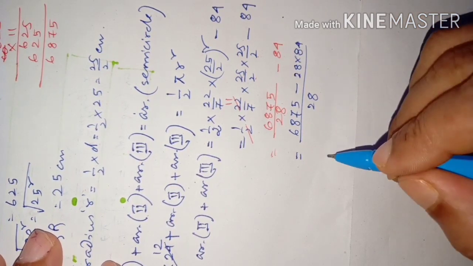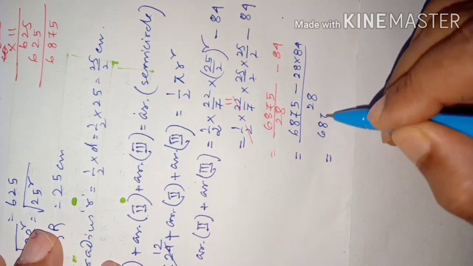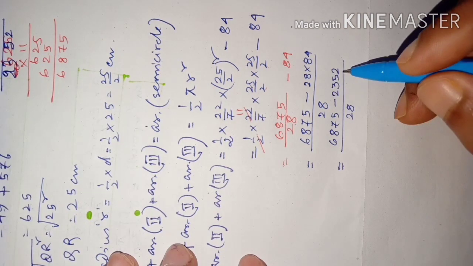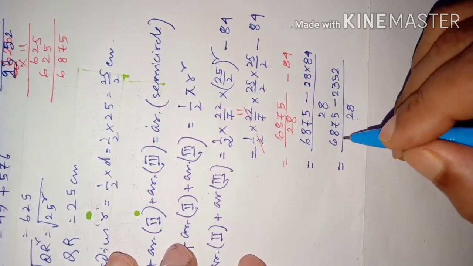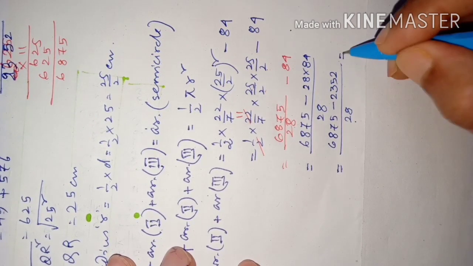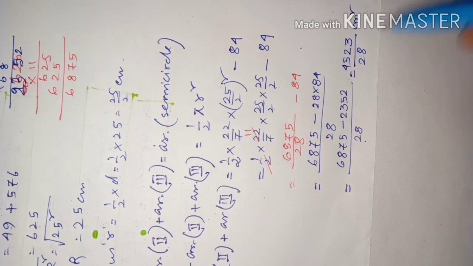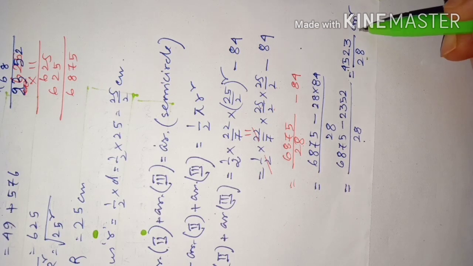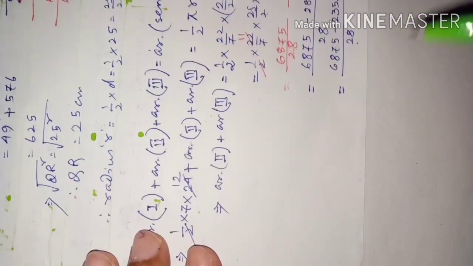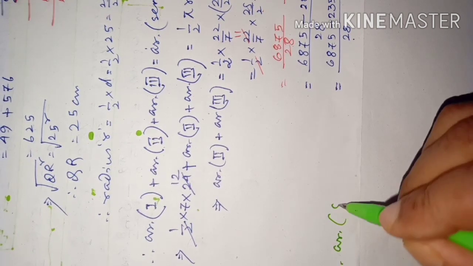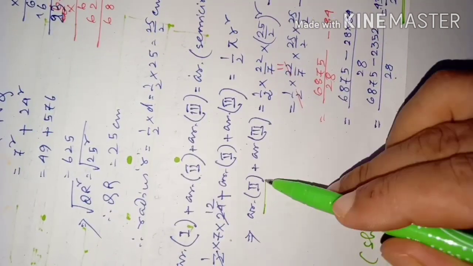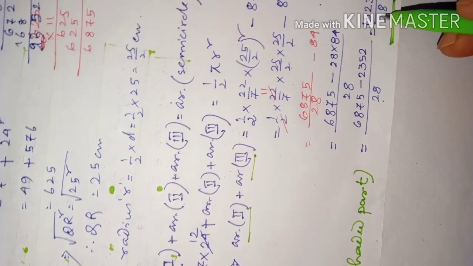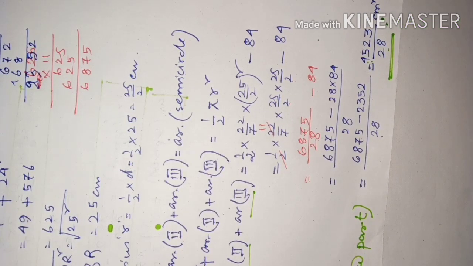is equal to 6875 minus 28 into 84 is equal to 2352, then divided by 28. Subtract this number from this here, and you will get the area. So area is what? 4523 by 28 centimeters square. This is the area of the shaded part. Therefore, area of 2 plus area of 3, that means area of shaded part, is equal to 4523 divided by 28 centimeters square. This will be our answer.